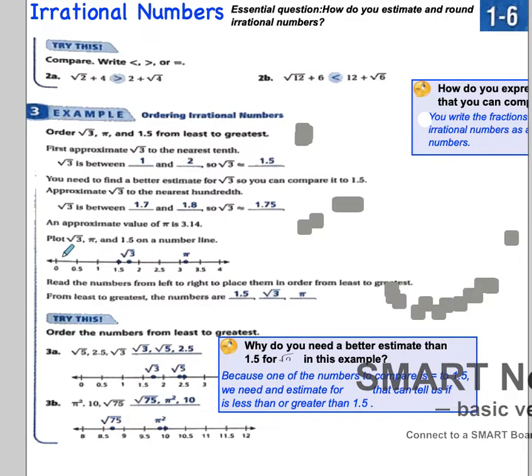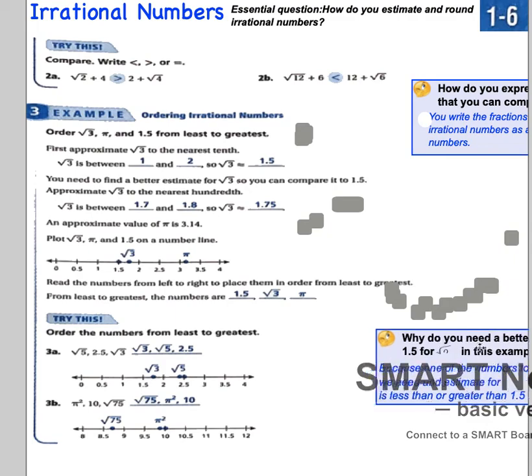All right, so hopefully you pause, and we're going to skip down to the "Try This." Now we're going to order these numbers: the square root of 5, a decimal number of 2.5, and the square root of 3. Well, first off, you probably know, just mathematically, that the square root of 3 has got to be less than the square root of 5. So where does 2.5 fit in compared to those?